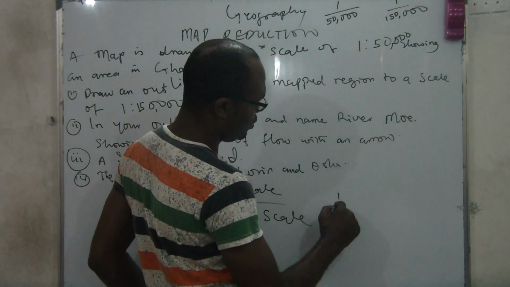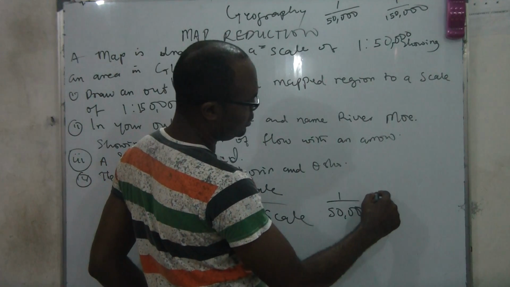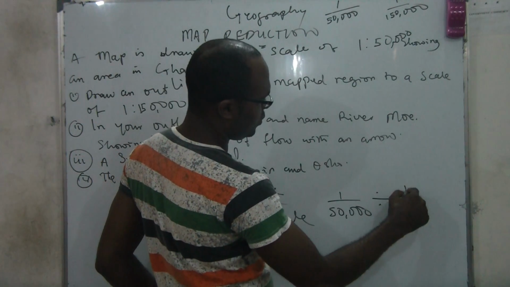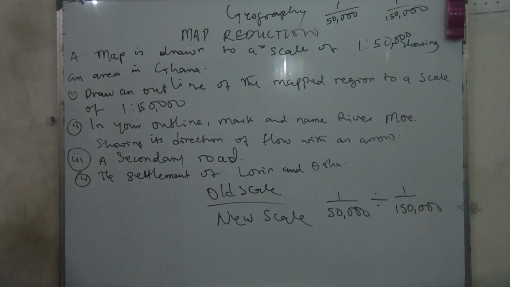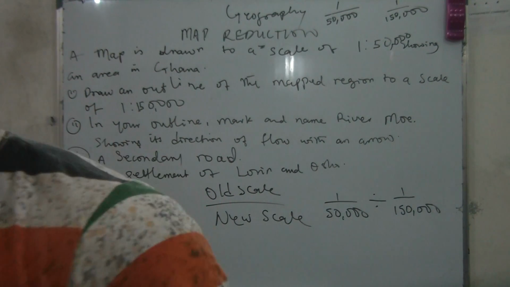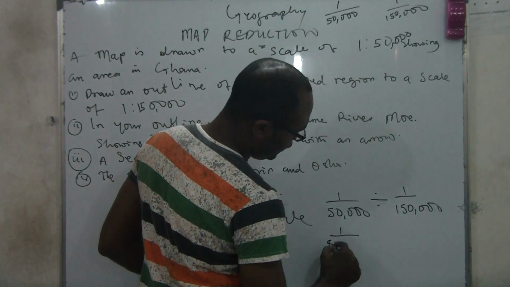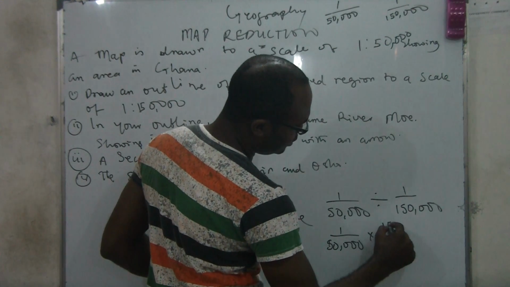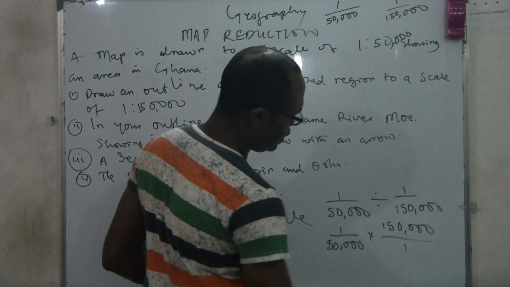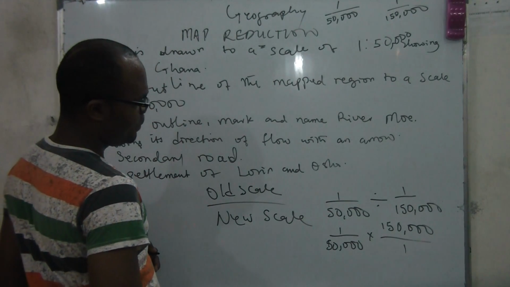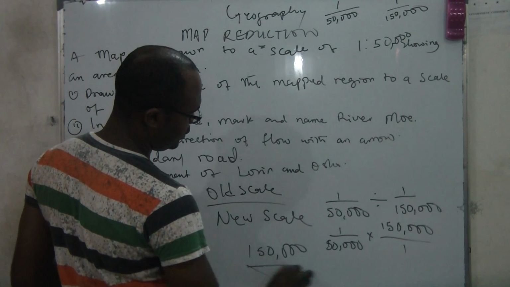So what is the old scale? 1:50,000. So 1/50,000 divided by the new scale, 1/150,000. If we change the division sign to a multiplication sign, we have 1/50,000 times 150,000 over 1. So we have now 150,000 all over 50,000.